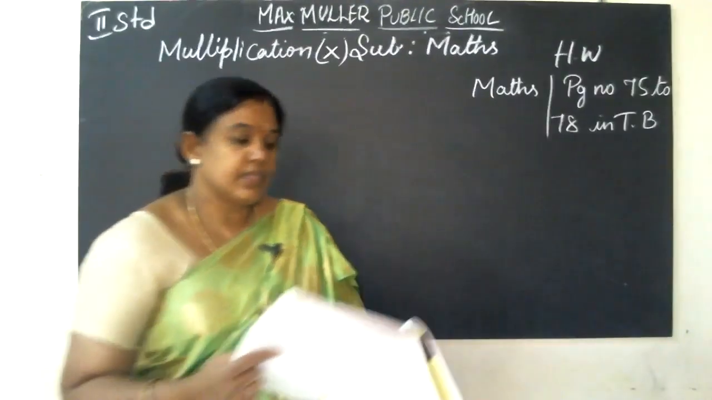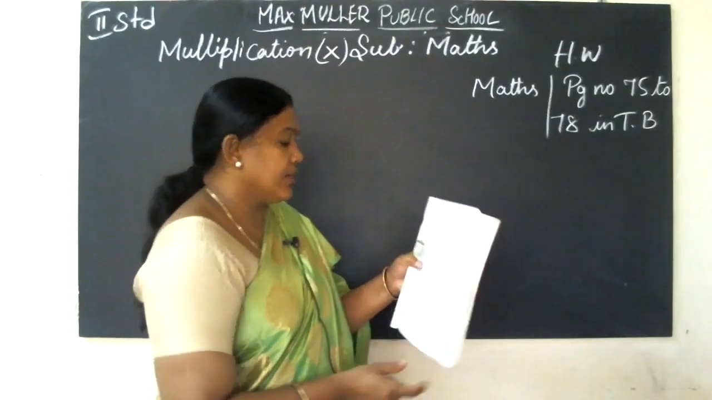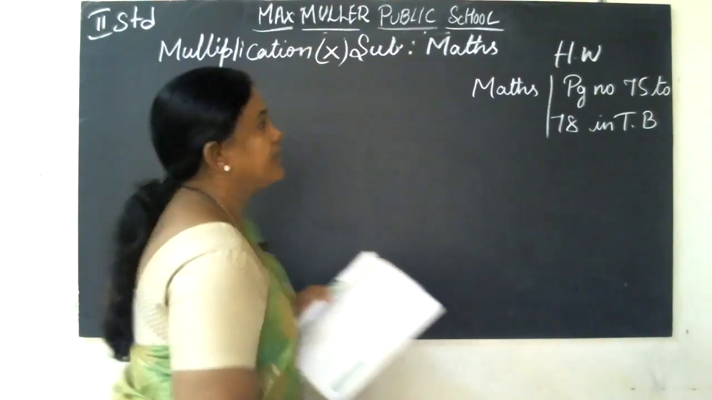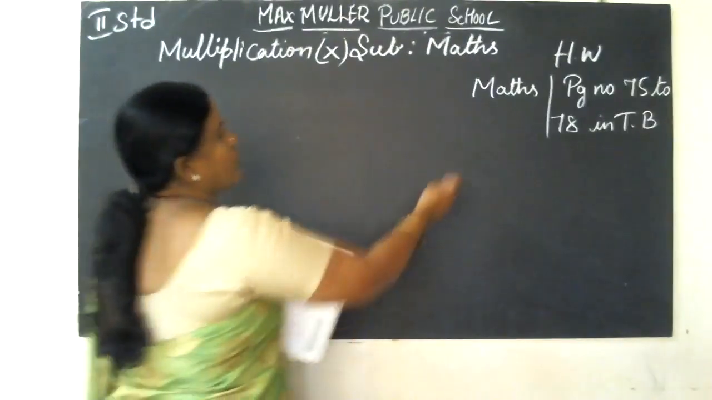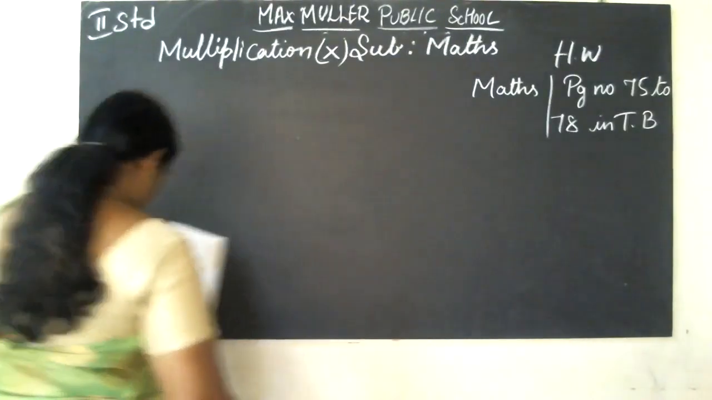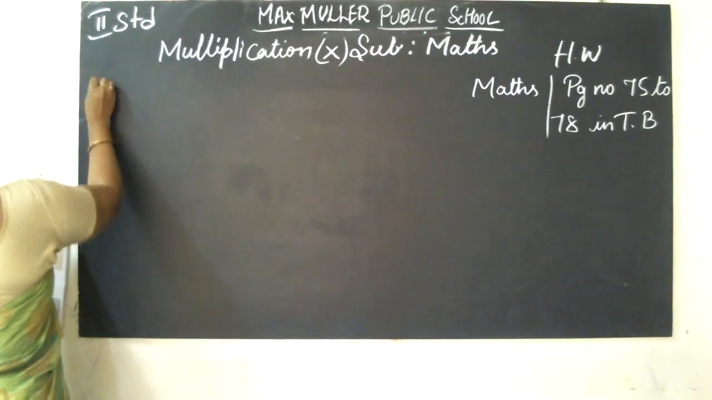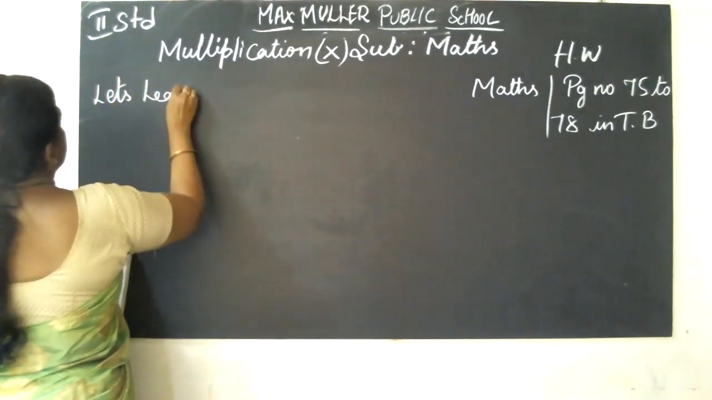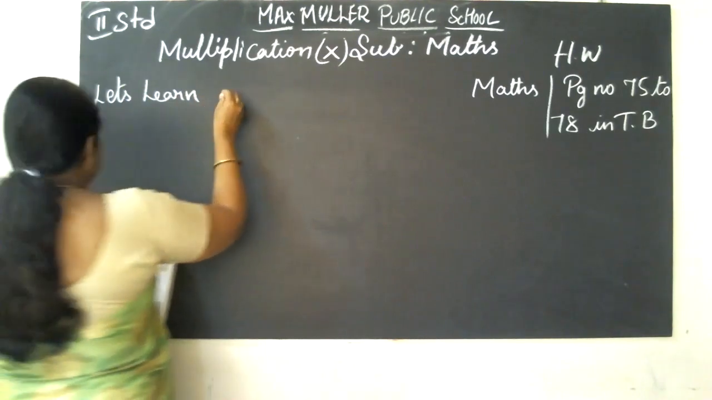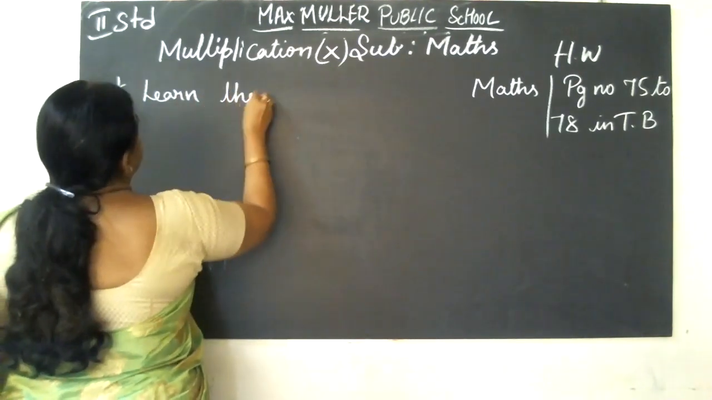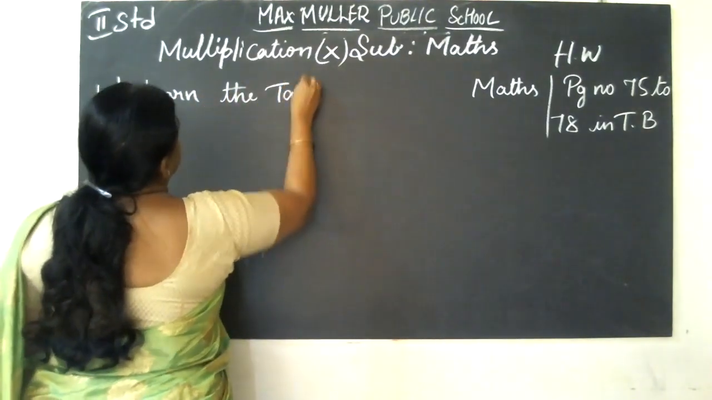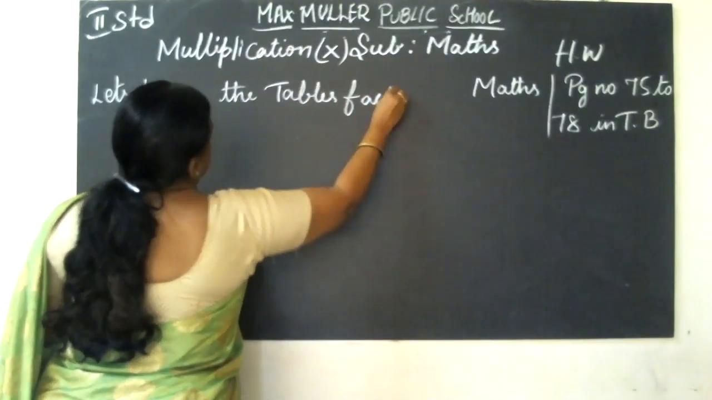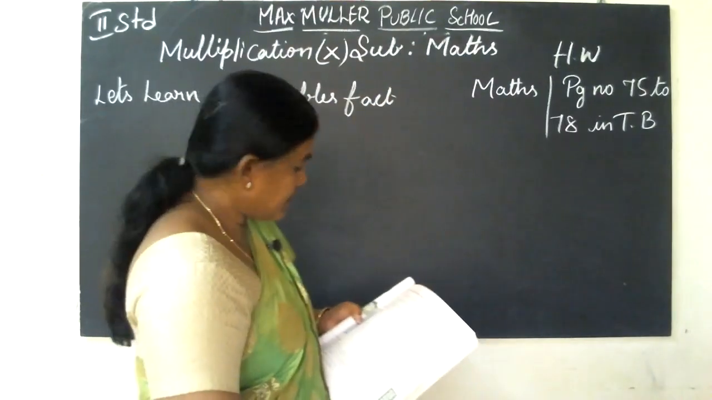Now we'll start the textbook work. Before going to the textbook, you take a rough note, children. What I am writing now, that you want to write in the rough note only. This is homework. Let's learn the tables facts. First, let's learn the tables facts.